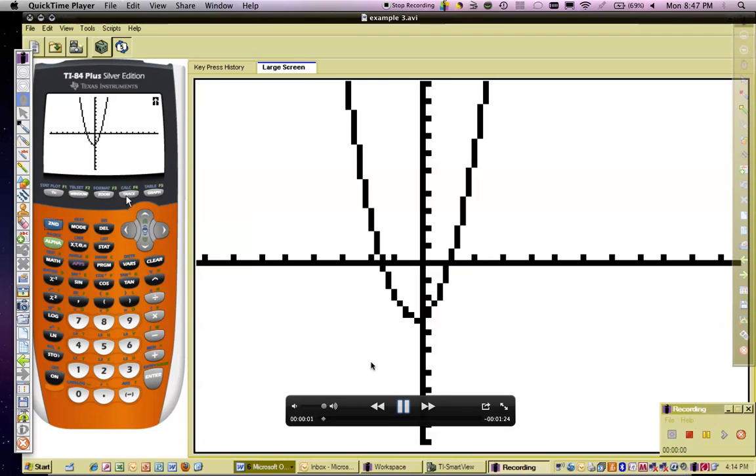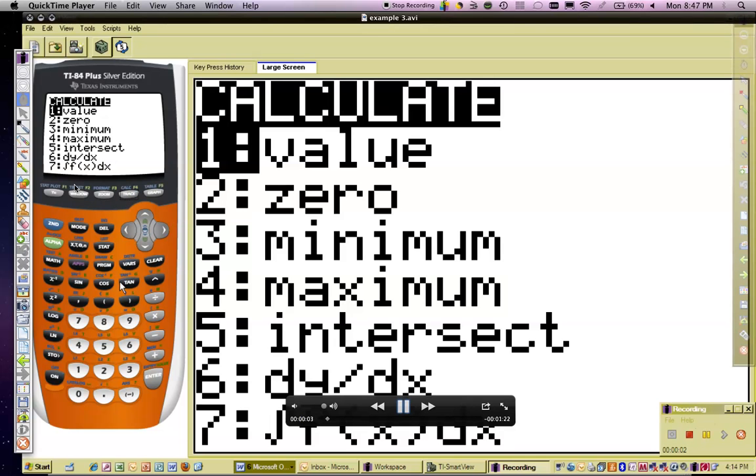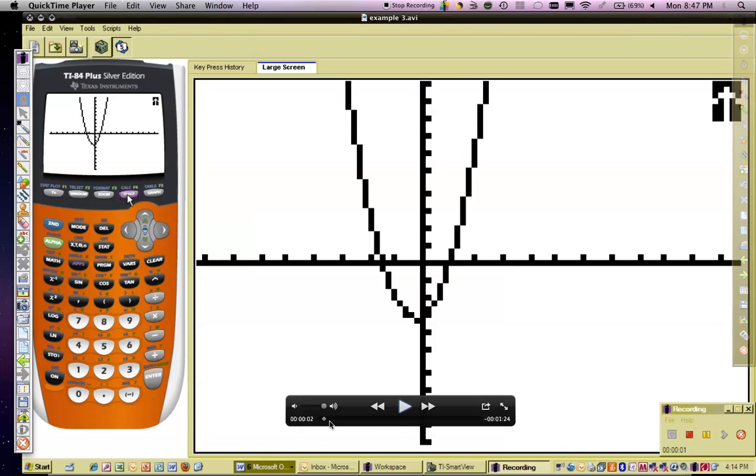Go ahead and graph the function by pressing y equals and graphing and all of that. Sorry, my video got a little bit ahead of itself. Alright, so the way we're going to find this 0 using our calculator is by using the 0 function on your calculator.